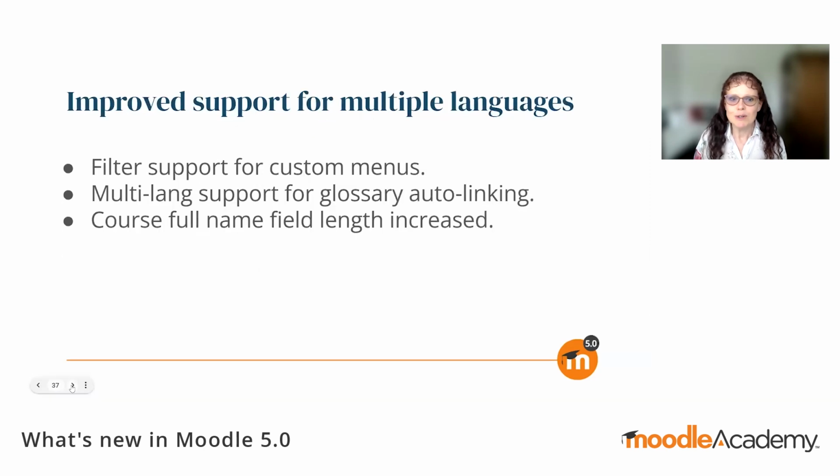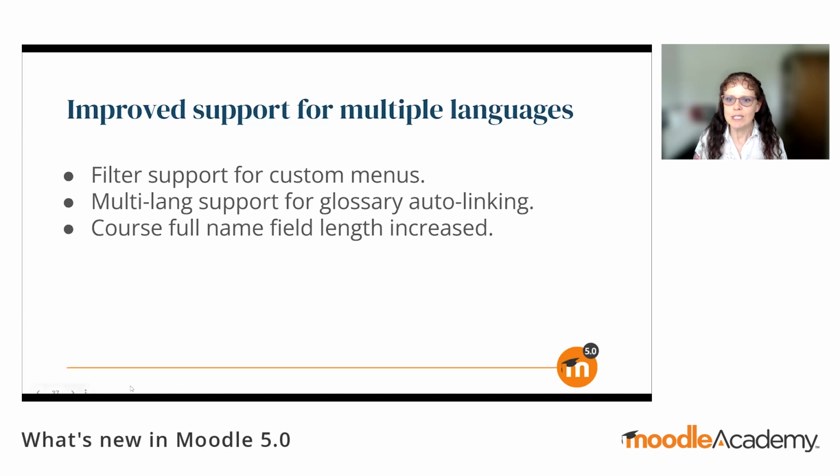So first of all, improved support for multiple languages. So we now have filter support for custom menus where you can enter multi-language tags in the custom menu items field. Then if you're using glossary and the multi-lang content filter, you can make the concept and definition show in the user's language. And lastly, the course full name field length is increased to 1,333 characters, allowing you to enter multi-lang tags and the name in multiple languages.